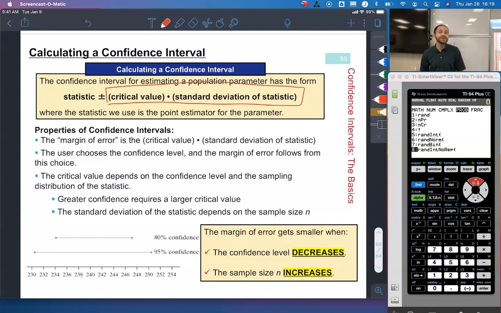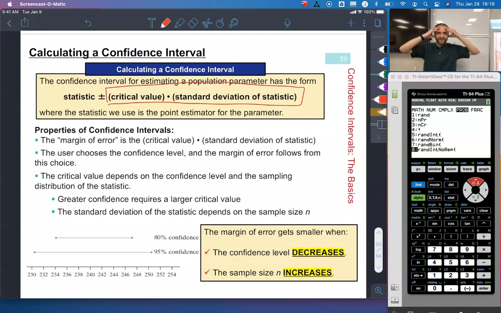The user chooses the confidence level and the margin of error that follows. So you get to choose. If you have to choose, 95% is the one that you want to choose. The critical value depends on the confidence level and the sampling distribution of the statistic. Greater confidence requires a larger critical value. And think about that. To be confident you're going to capture it, you really want to make sure you get the entire distribution. So then you're going to be 95% confident.